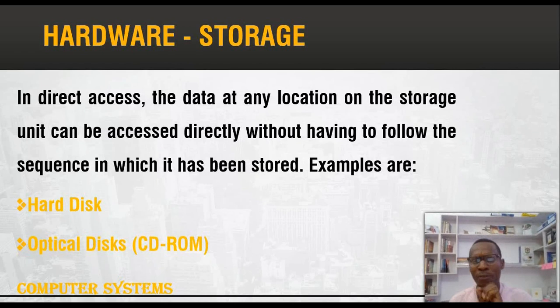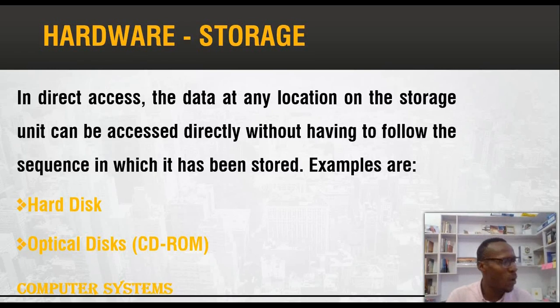In the case of direct access, which is the opposite of sequential access, data stored can be accessed in any order. In other words, if we have data in memory 1 to memory 10, and you choose to access memory 1 and memory 10, you can have direct access to any memory location without following the sequence in which this data were stored.